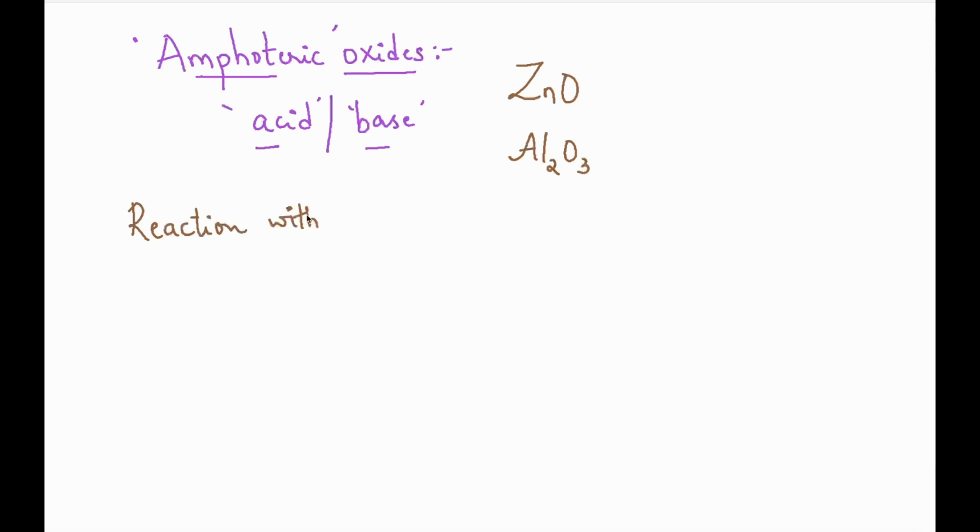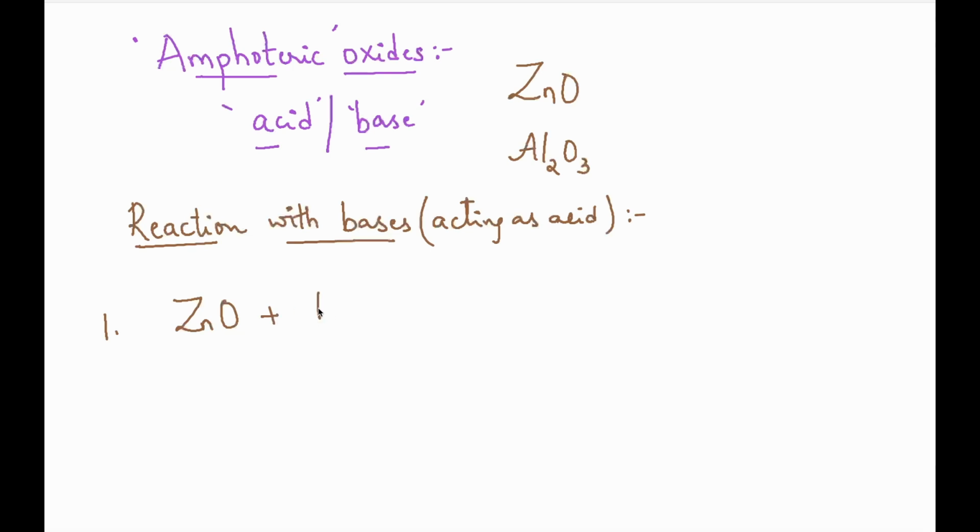Now let us look at the other reaction, which is their reaction with bases. Meaning the oxide is now acting as an acid. The first reaction again is zinc oxide plus a base, which is sodium hydroxide, and it forms sodium zincate plus water.